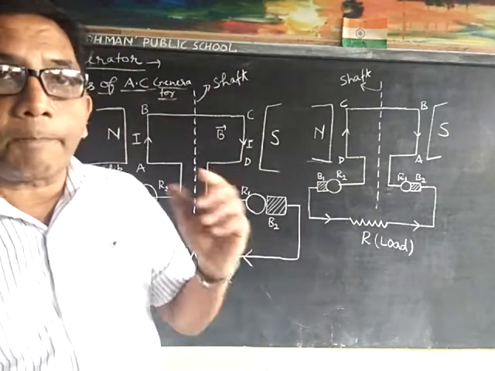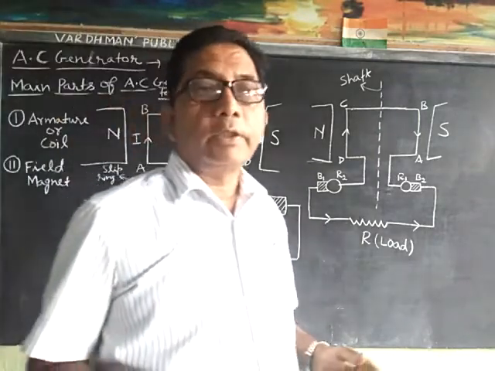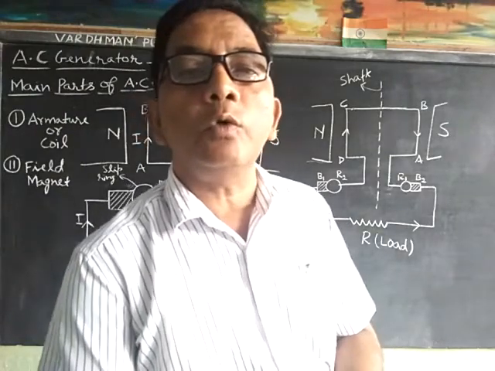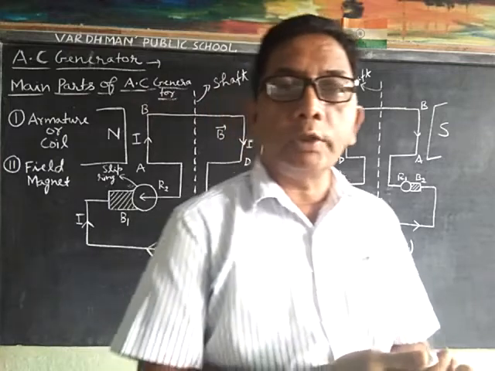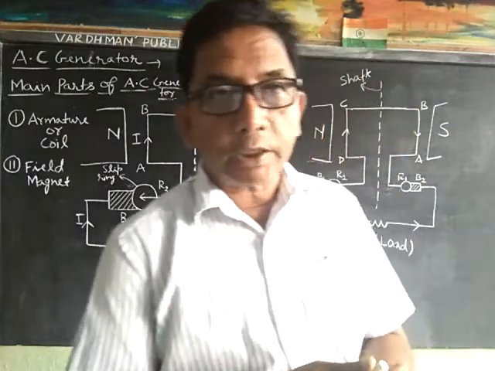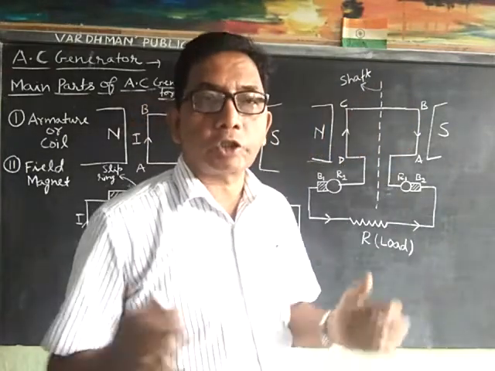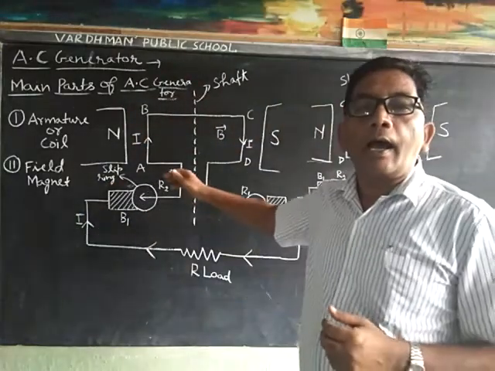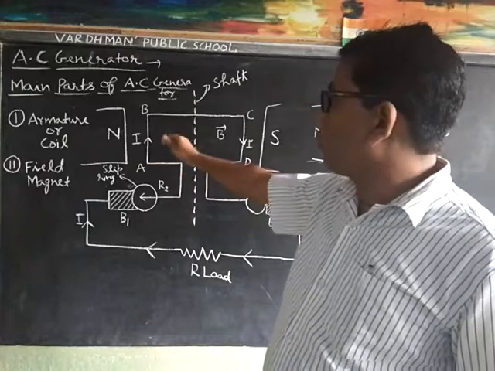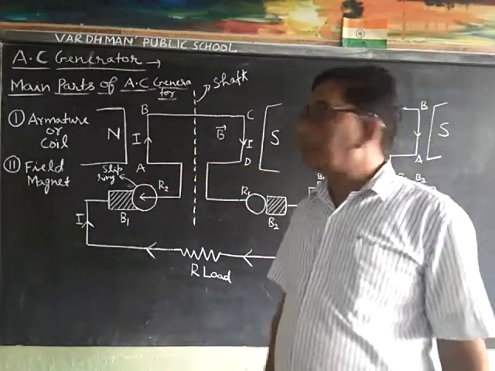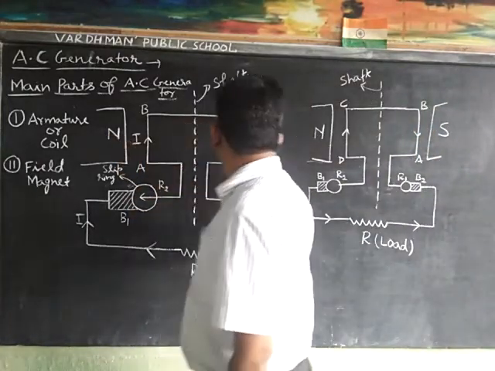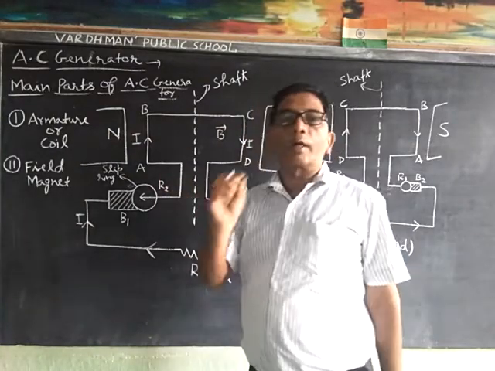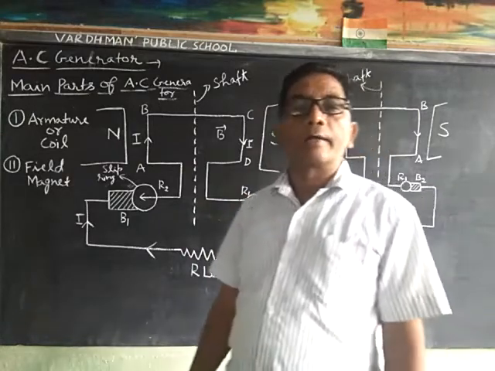What is the order of magnetic field? It is of the order of 1 Tesla to 2 Tesla. You know, the unit of magnetic field is Tesla.